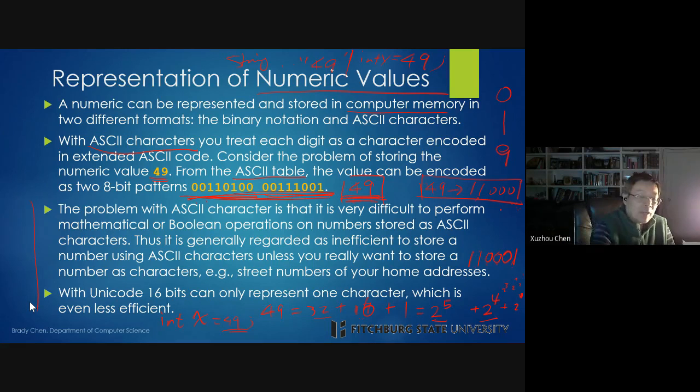For example, another example is a street number. If you want to write people's addresses, the whole address is just like a message, like 160 Pearl Street, Fitchburg. That's the address of Fitchburg State University. In this case, 160 is treated as characters, so you don't want to do math with it. So you can store the street number as ASCII code. That's okay.